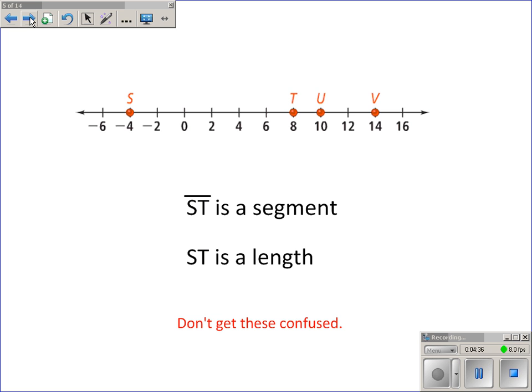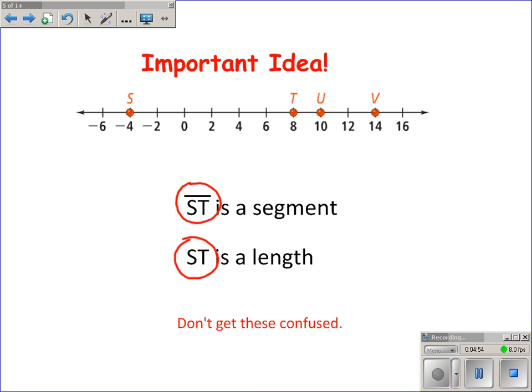Now, here's a really important point, something I've been using but haven't really talked about exactly: ST with a line on the top is a segment. That's segment ST. If it doesn't have that line on the top, ST is a length. So without the bar on top, it's the length of segment ST. There's a difference between a length that's a number and a segment that's part of a line. Please don't get these confused.